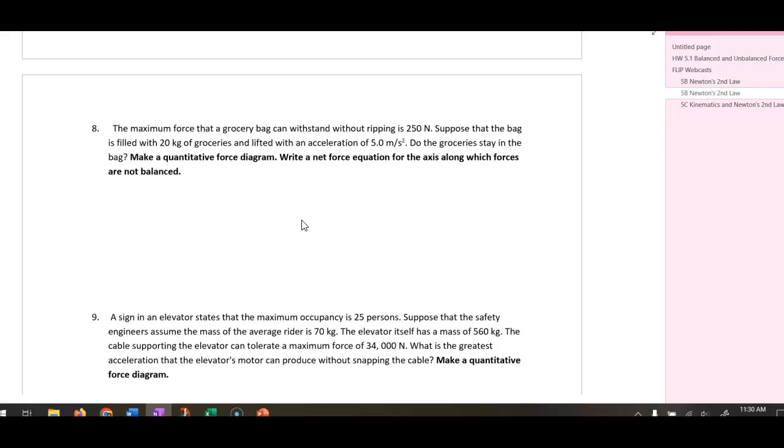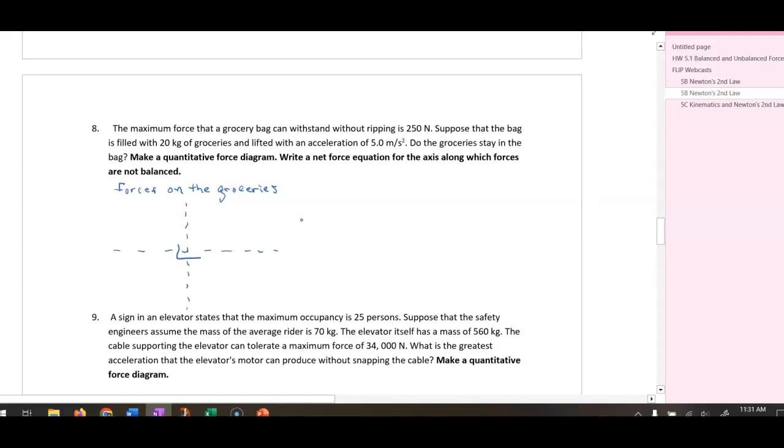bag will rip if it applies a force of bigger than 250 newtons. And so we're supposing that this bag is filled with 20 kilograms of groceries, and then it gets lifted with an acceleration of 5 meters per second squared. And we're trying to decide, does the bag rip or doesn't it? And so let's look at the forces on the groceries. The reason I want to look at the groceries is because I know that the bag is supporting the groceries with a normal force, right? And that's the force I'm going to look at to see, is that bigger than 250 newtons or isn't it?